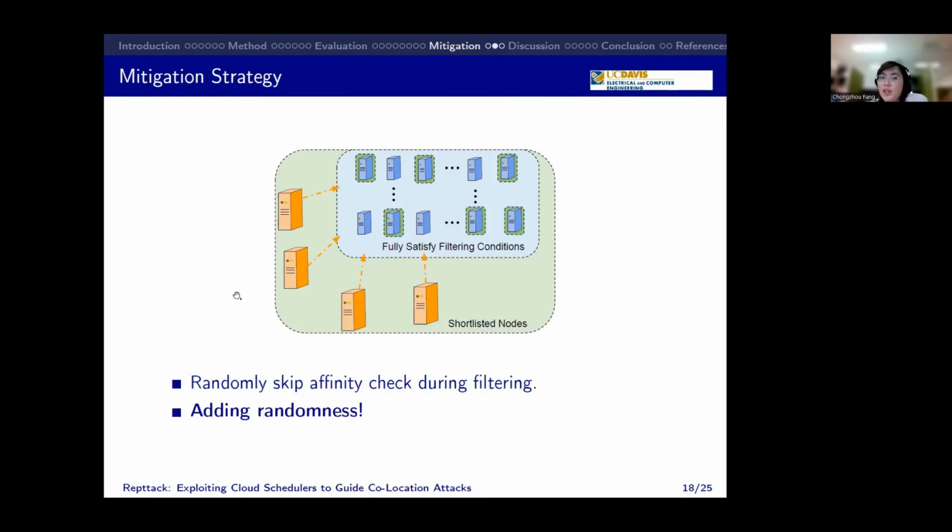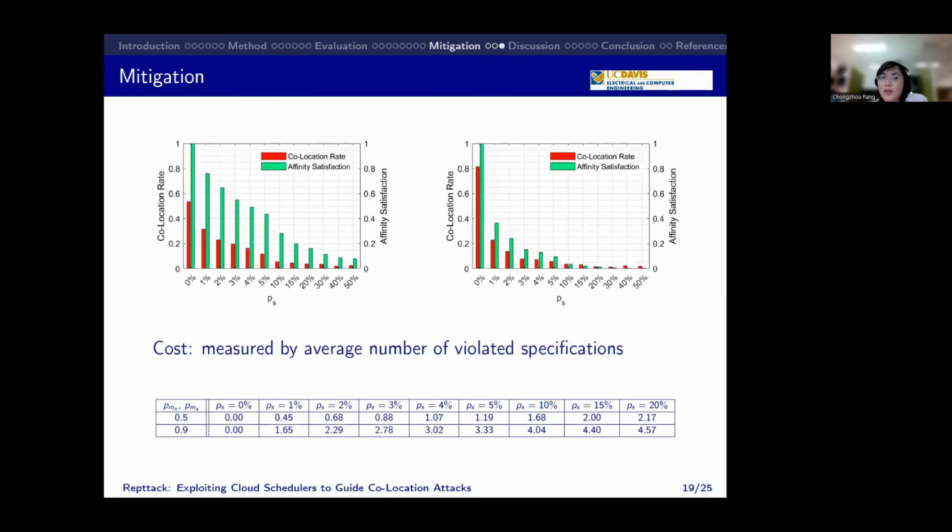Because the original scheduling algorithm considers heterogeneity, the search space can be easily reduced, hence the scheduling results will be predictable. By adding randomness, however, the search space is enlarged and it becomes harder for attackers to accurately locate victims. The results of mitigation are shown on this page. We can see that after inserting randomness into the scheduling process, the collocation rate can indeed drop. But it comes with a cost, violation of user specifications, as shown by the green bars and the table on this page.